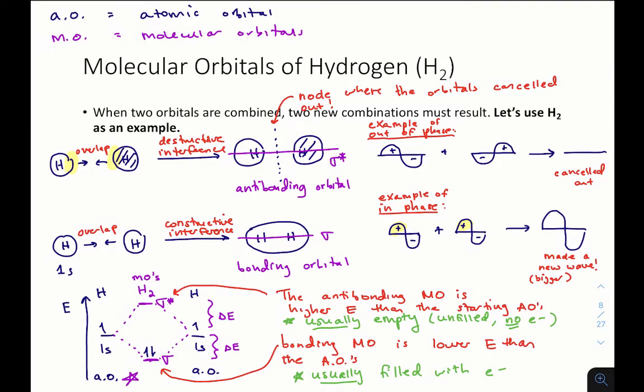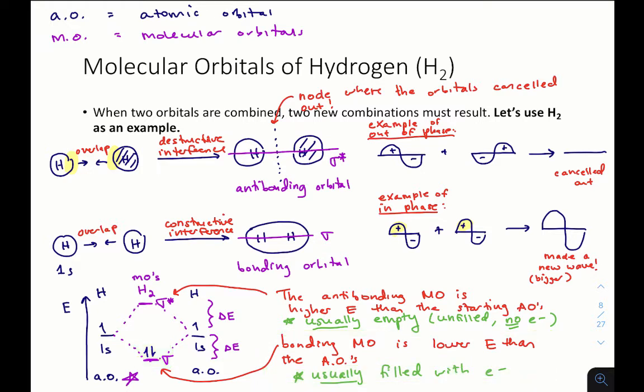Before we leave this slide, I would like to make one more point. Bonding molecular orbitals, such as the sigma orbital in molecular hydrogen, are usually filled with electrons. We can rationalize this based on the low energy nature of the sigma orbital compared to the atomic orbitals in which the electrons started.